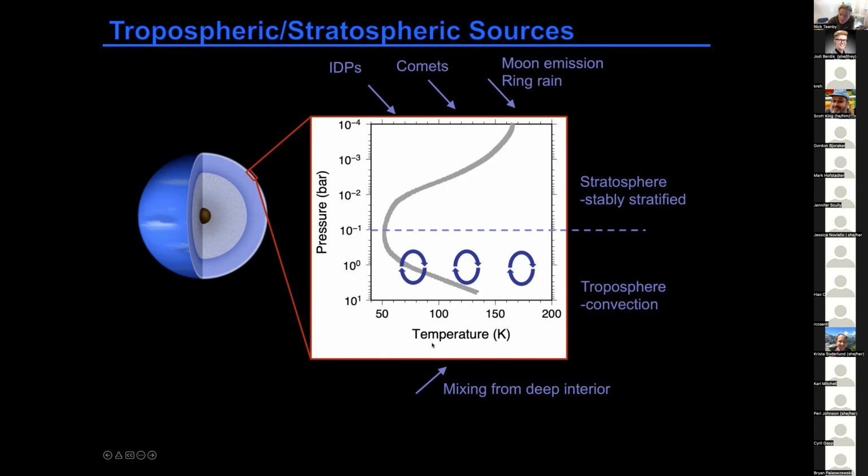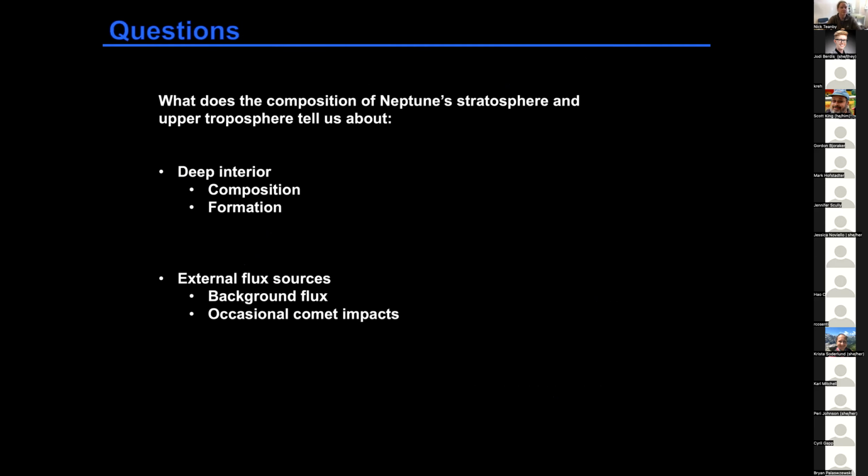In the troposphere, we've got mixing from the deep interior. So we could actually dredge stuff up from the inside of the planet and get some of that mixed into the atmosphere, and we may be able to observe that. And then the interface here is the tropopause, that interface between those two things, where we don't really know what's happening. So just pause for a few questions.